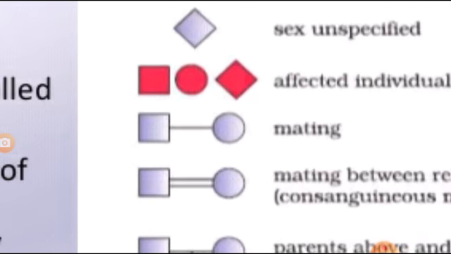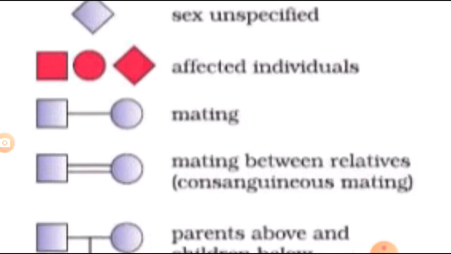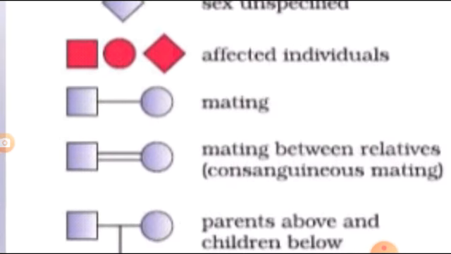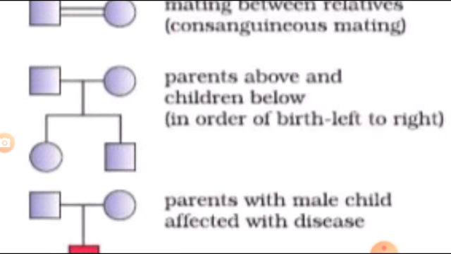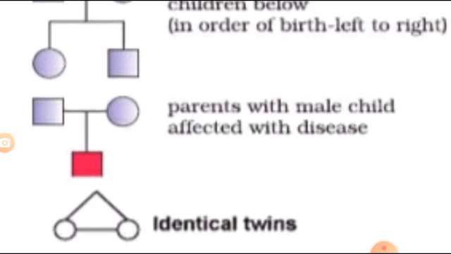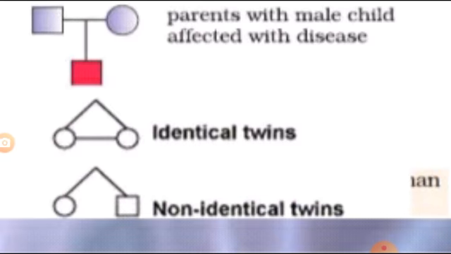If you want to show the mating between two individuals, and if the mating is between relatives, you have to draw a double line between the male and the female. This is to show the number of children in order of birth from left to right. Always keep in mind that you have to show the children from left to right in the order they were born to the parents above. If the parent has a male child and that child is affected, it needs to be shown in that manner. For identical twins you have to use that sign, and for non-identical twins you have to use that sign.